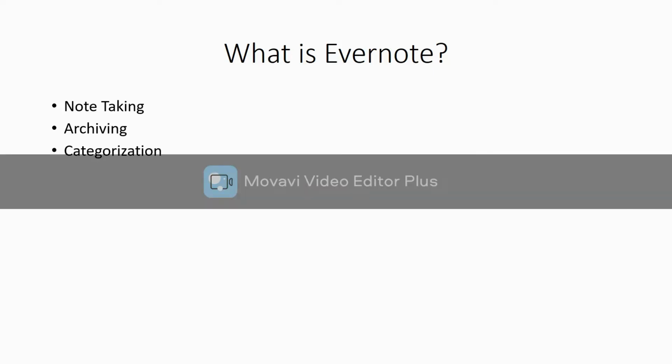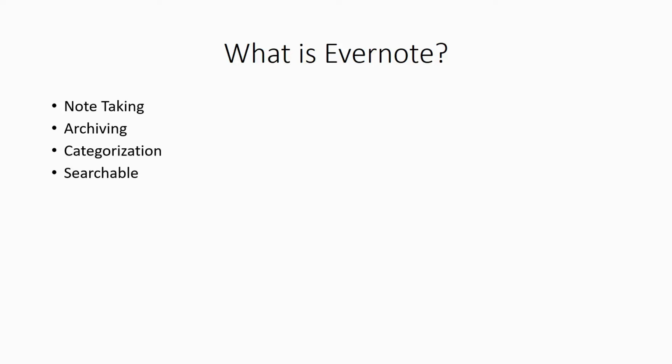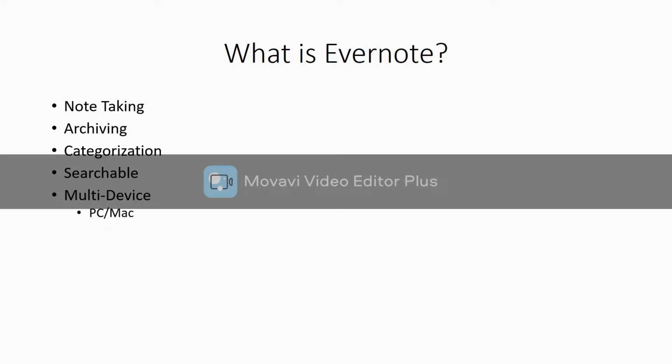And one of the key features in Evernote is that it is made for categorization. That means then that your content will be searchable according to the system that you set up when you put your documents in order. Evernote can be used on multiple devices. So it's actually an application that'll work on your personal computer or your Mac. It'll also work on your mobile device, and it will also work as a cloud application from your browser.